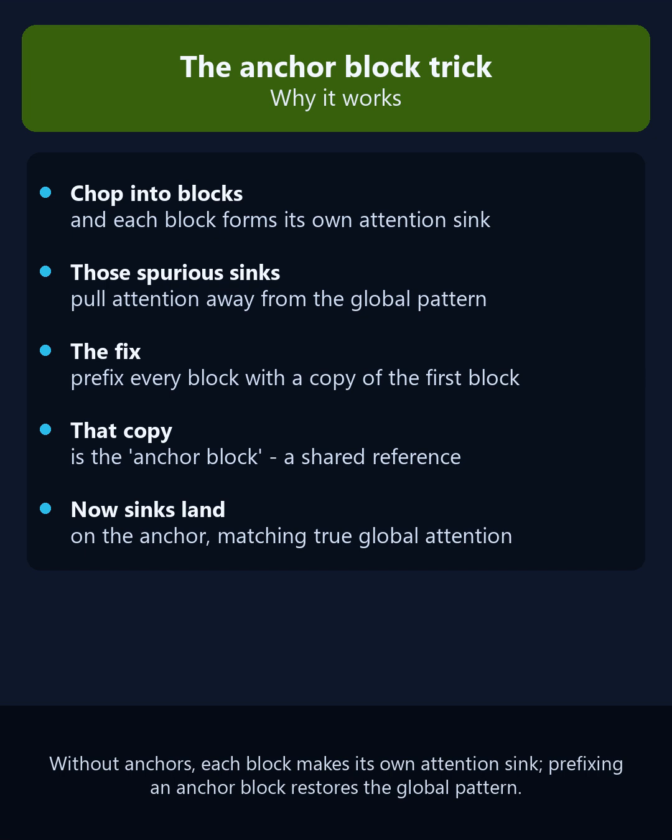Why does keeping attention local not wreck accuracy? The anchor block. If you just chop the context into independent blocks, each block forms its own attention sink at its start, and those spurious sinks pull the attention pattern away from what global attention would do. Star attention prefixes every block with a copy of the first block, the anchor. Now the sinks land on the shared anchor tokens, and the pattern closely matches true global attention.